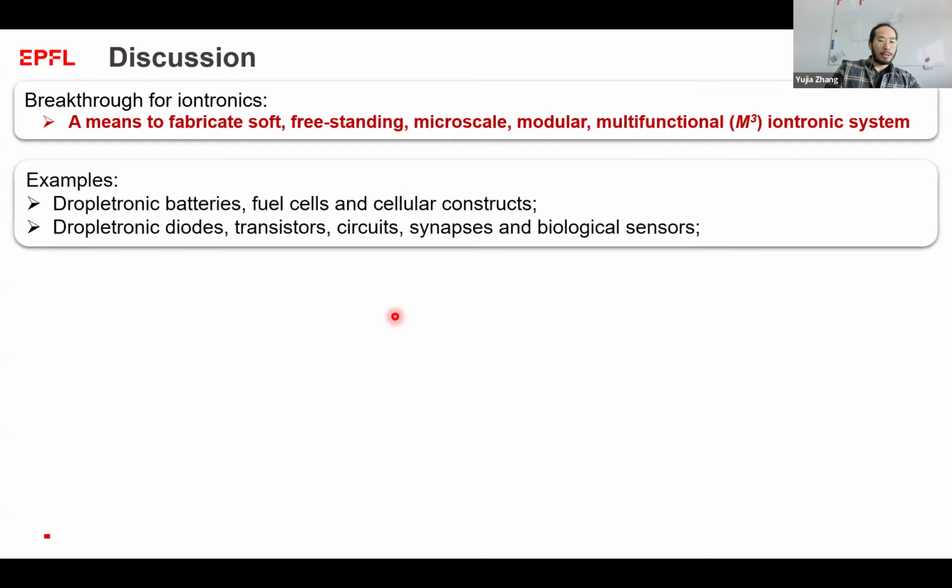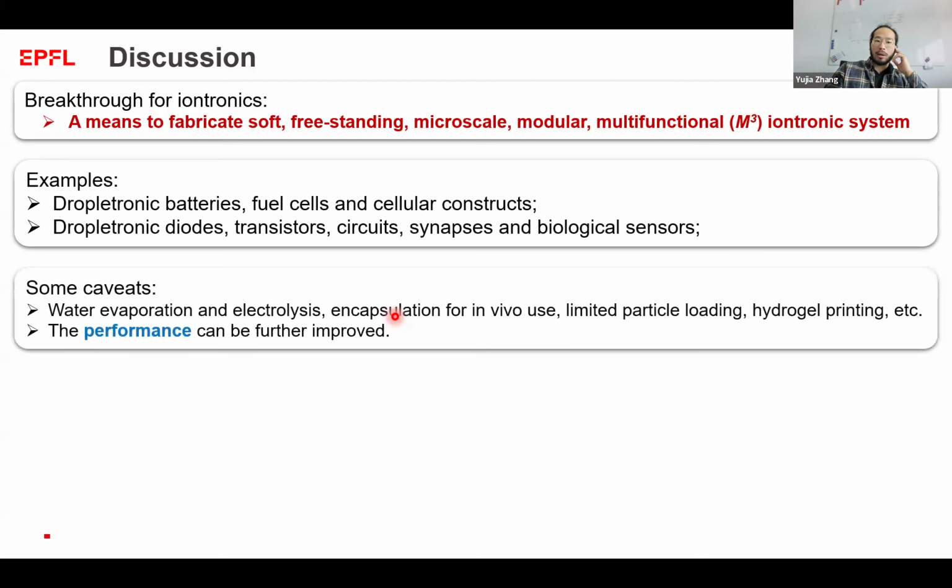I showed you some examples: the droplet batteries, the lithium-ion batteries, fuel cells, and we can even do hybrid printing with those droplets. And also later on, how we control the ionic transport. We can use Dropletronic diodes, transistors, memory resistors, or artificial synapses, and build circuits and biological sensors. There are some caveats at the moment.